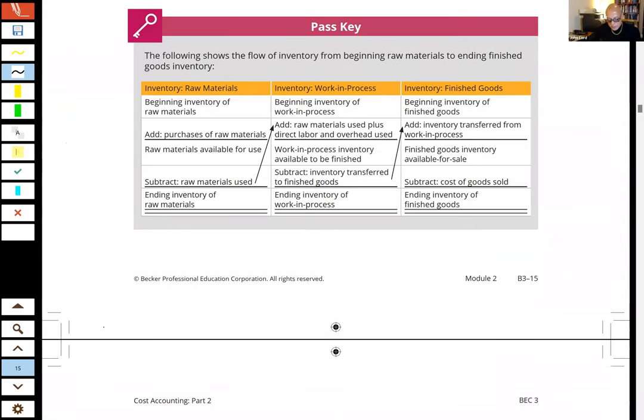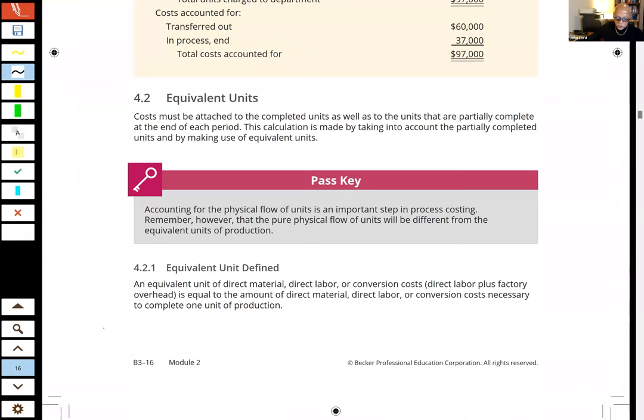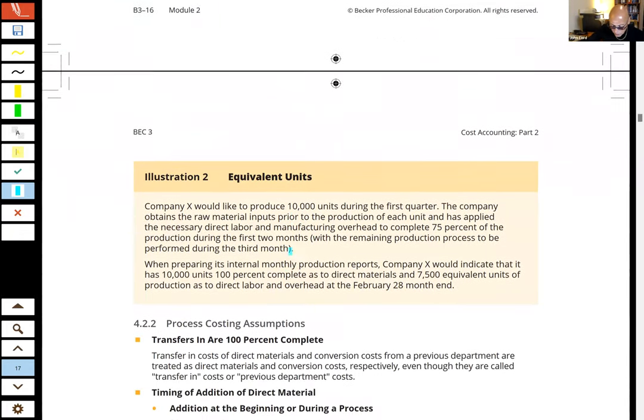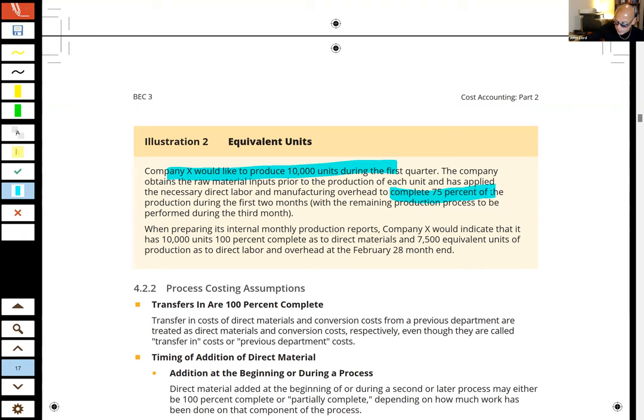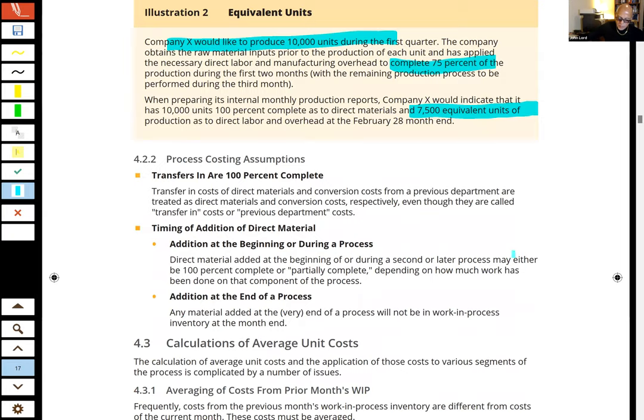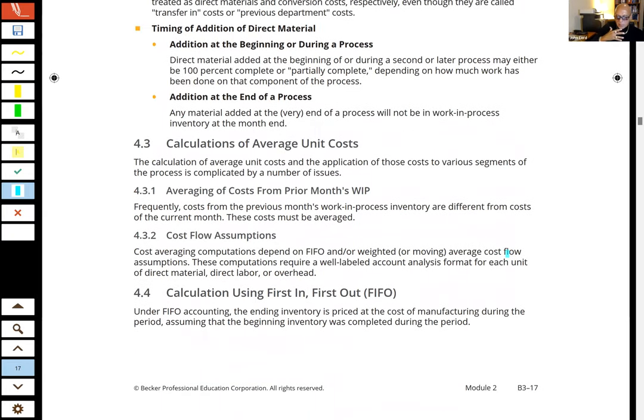Now, again, the big deal when we talk about process costing is this notion of equivalent units. With equivalent units, we give ourselves credit for partial work done during the period. They give you a good, easy example: if you had 10,000 units and decided they were 75% complete, then you would act as though you had actually completed a full 7,500 units. That's equivalent units.